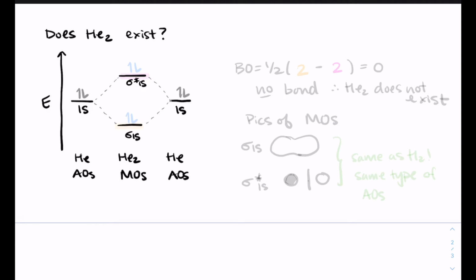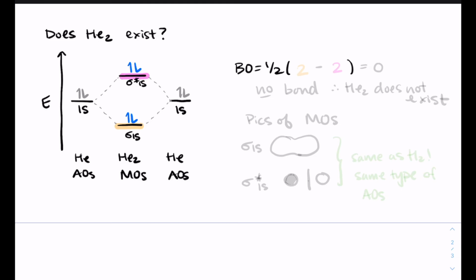If I calculate the bond order, I have 2 electrons in my bonding MO and 2 electrons in my anti-bonding MO. So the bond order is 0. There's no bond, and a bond order of 0 means we can conclude that He2 does not exist, which you would have predicted, right? It's a noble gas. Why is it going to bond to anything? It already has 2 electrons. It's very happy. And our MO diagram and bond order prove that.